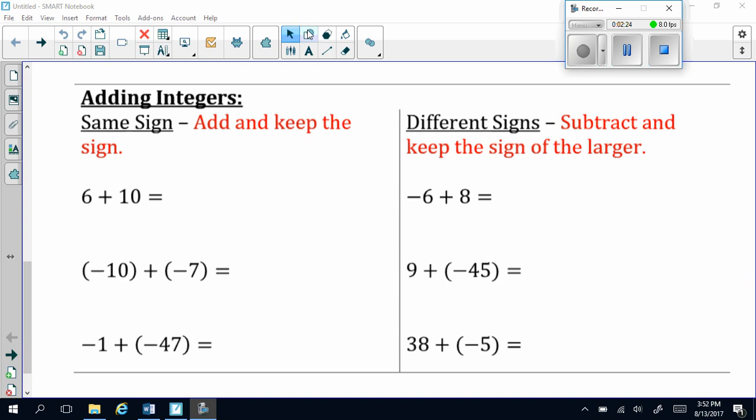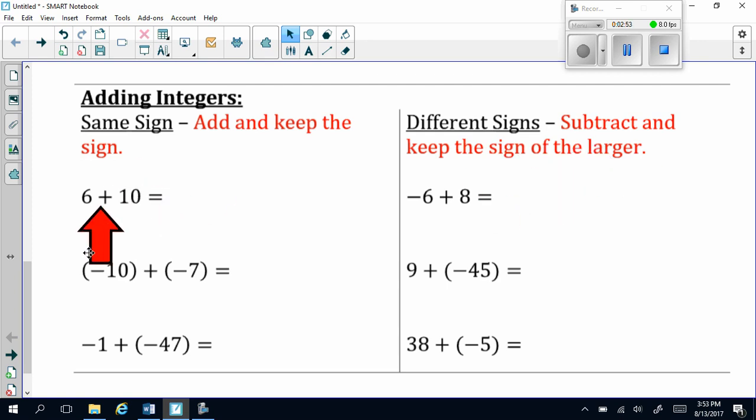For adding integers, we have two rules, and it depends on whether we are adding with the same sign or adding with different signs. If we're adding with the same sign, all we have to do is add and keep the sign. We're going to talk in class about why this works, using algebra tiles to demonstrate it, but for now we're just going to talk about the rules because you have seen these before. If your signs are different, so one's positive, one's negative, you subtract and keep the sign of the larger.